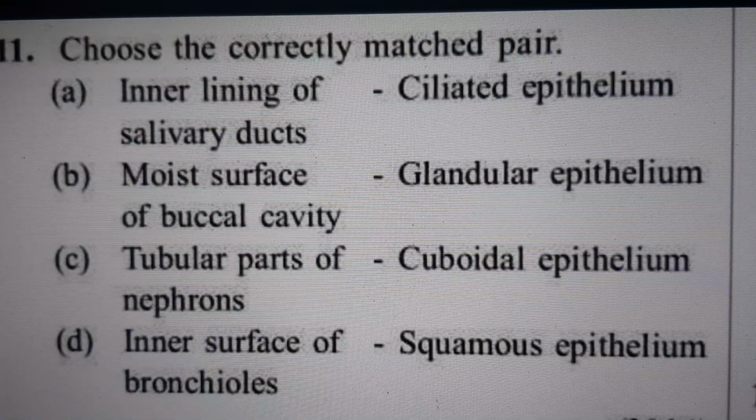This question says, choose the correctly matched pair. A, inner lining of salivary ducts, ciliated epithelium. B, moist surface of buccal cavity, glandular epithelium. C, tubular parts of nephron, cuboidal epithelium. D, inner surface of bronchioles, squamous epithelium.